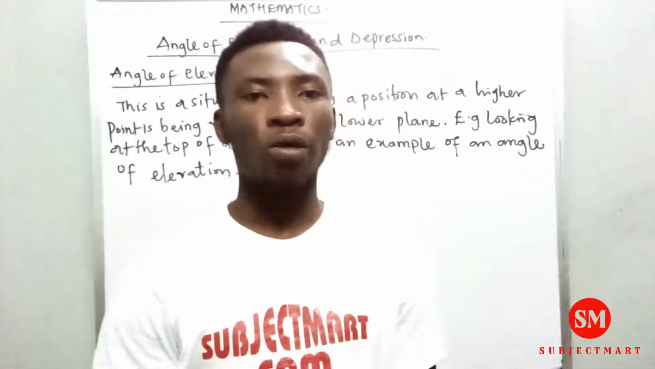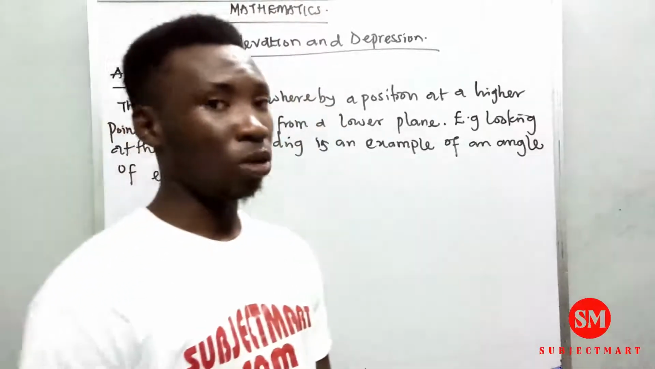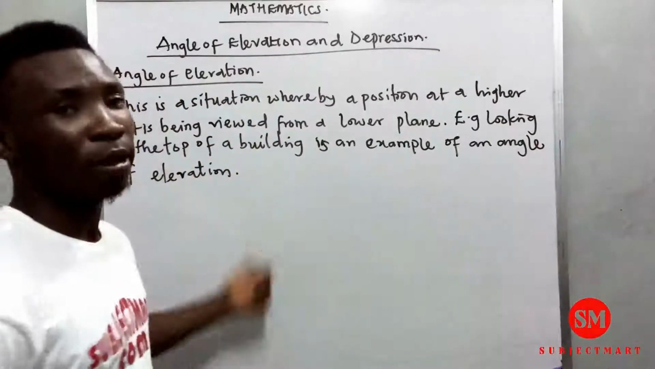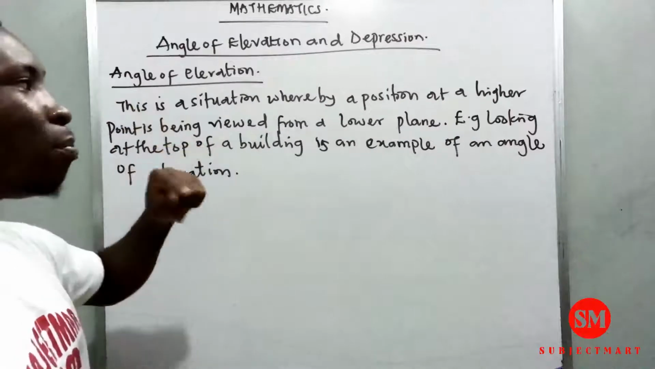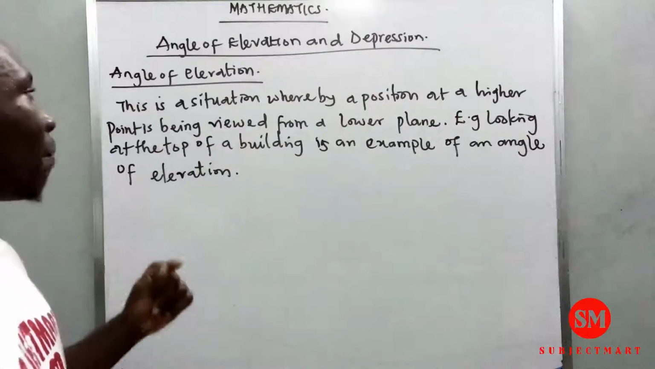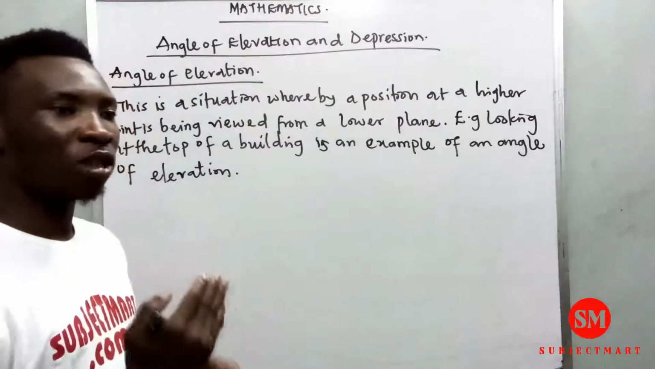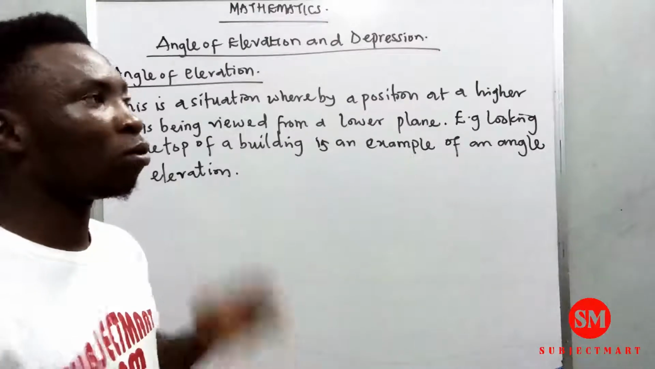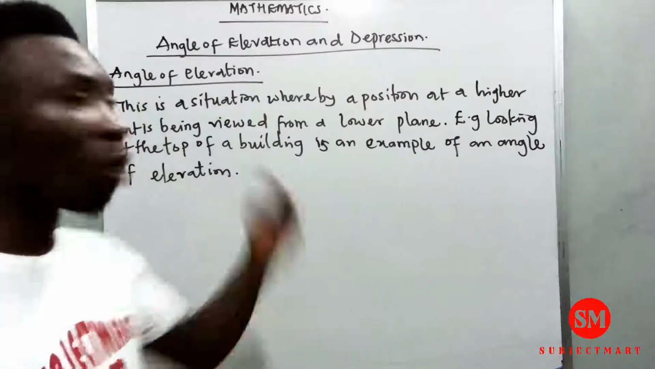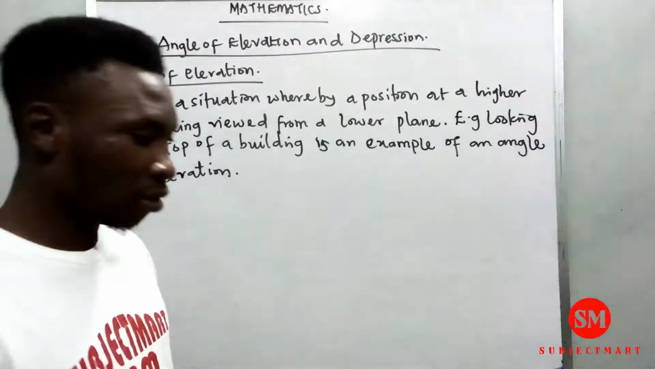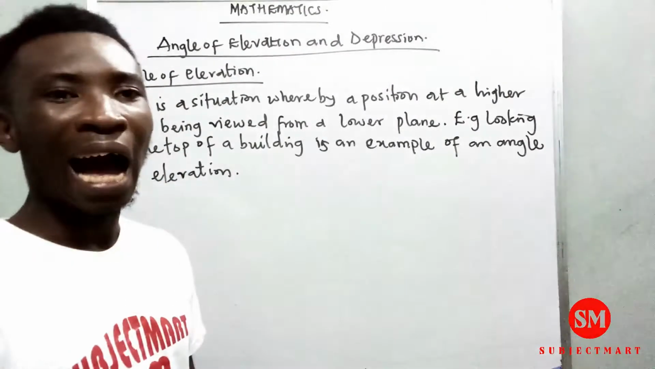Today we'll be talking about angle of elevation and depression. Now, angle of elevation and depression is not a new topic to you, but now we're explaining it here. An angle of elevation is a situation where a position at a higher point is being viewed from a lower point, like looking at a position which is higher from a lower point. For example, looking at the top of a building while standing on the ground. Looking at the top of the building is an angle of elevation.